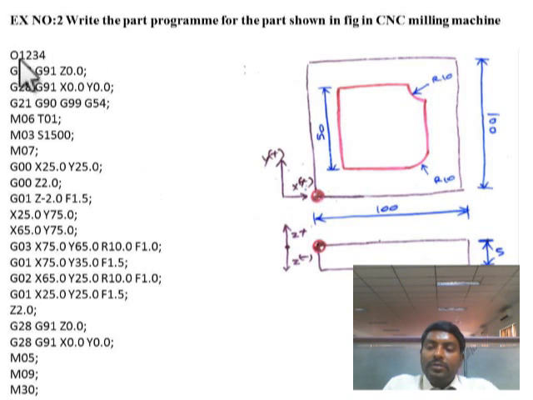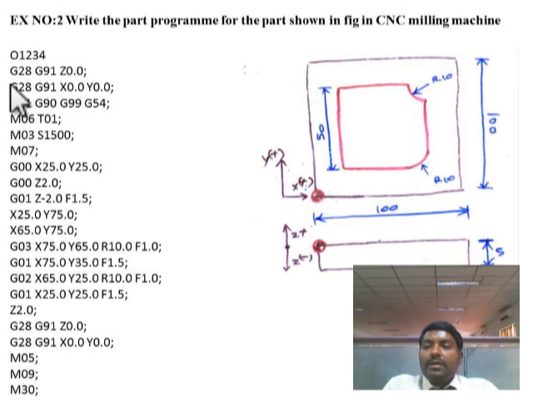Initially, we will start a program now. First one is O1234. O will be followed by a 4-digit number, that is the program number. It will be stored in a particular memory location. Just by means of giving this address, we can see the program and we can do the operation again. There is no need for us to create a part program again and again. Once the part program is created and stored in a particular memory location, we just need to call it whenever we need it.